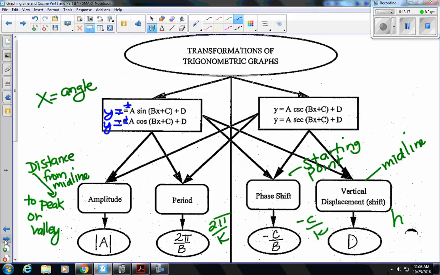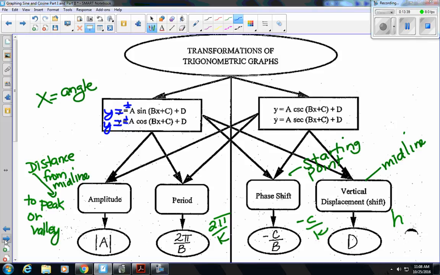What if I wanted to make the cosine graph the sine graph? I need to make a shift horizontally to the right, pi over 2. What if I reflected the sine graph over the x-axis? Would that make it the cosine graph? No. But if I reflected it and shifted it, then it would be the cosine graph.